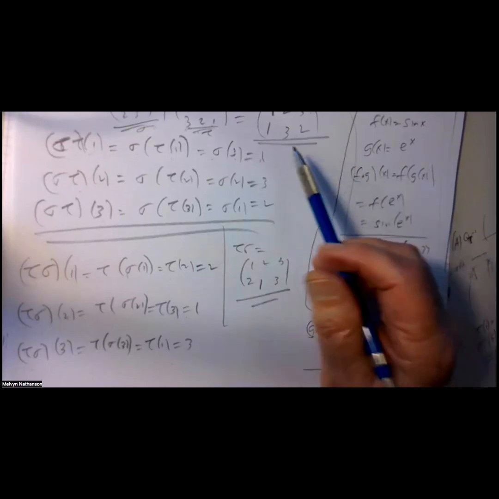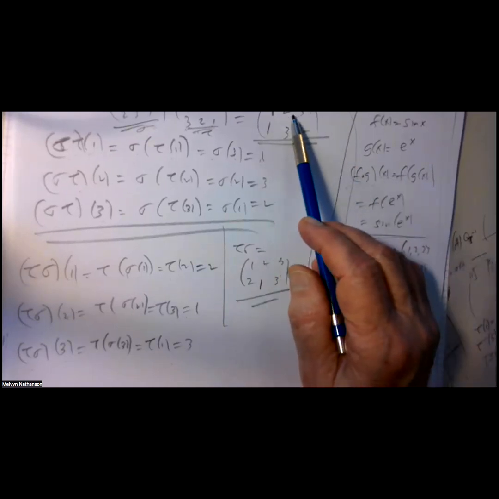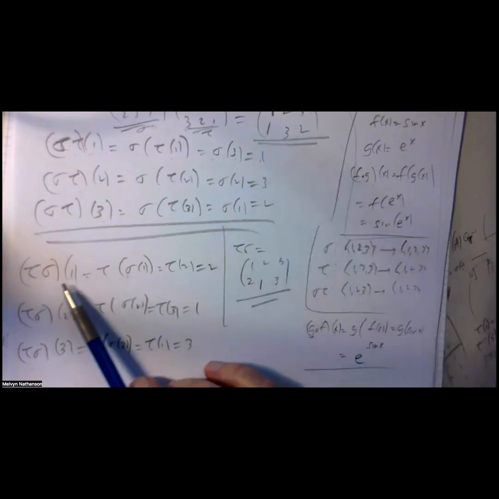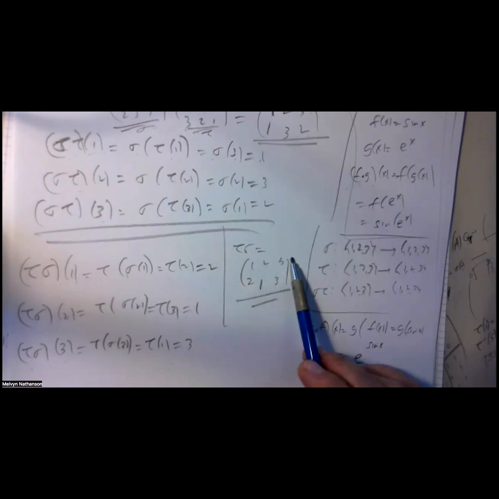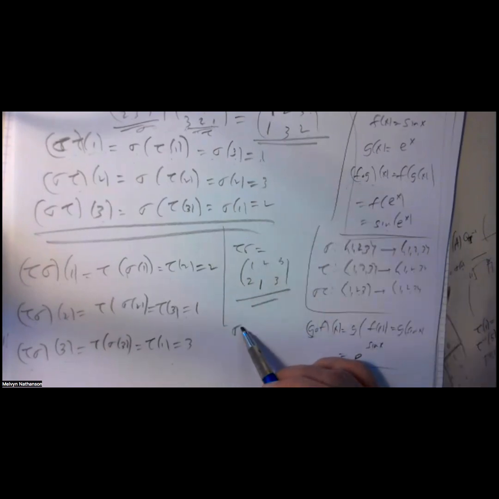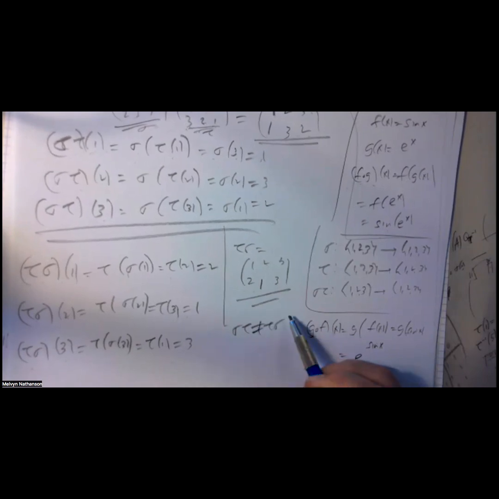And you notice sigma tau is the permutation that sends 1, 2, 3 to 1, 3, 2. Tau sigma is the permutation that sends 1, 2, 3 to 2, 1, 3. These are different. So sigma tau is different from tau sigma.